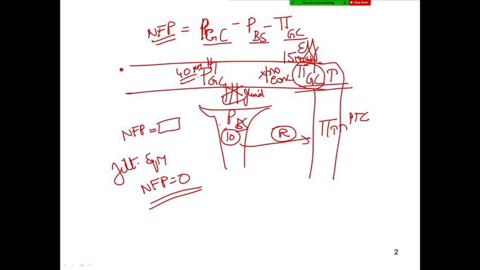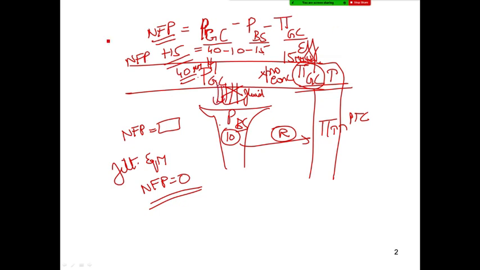According to the formula, you add the values. Don't substitute the sign. So it will only be 40 minus 10 minus 15. How much is the net filtration pressure? 15. Good. So that's the net filtration pressure, which is positive, which causes fluid to filter.